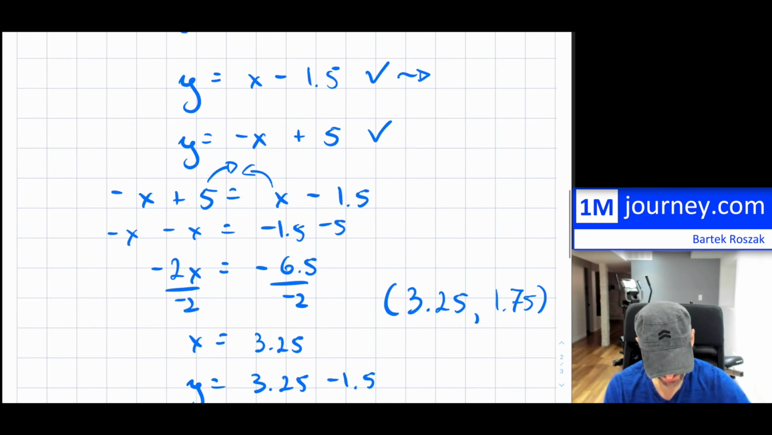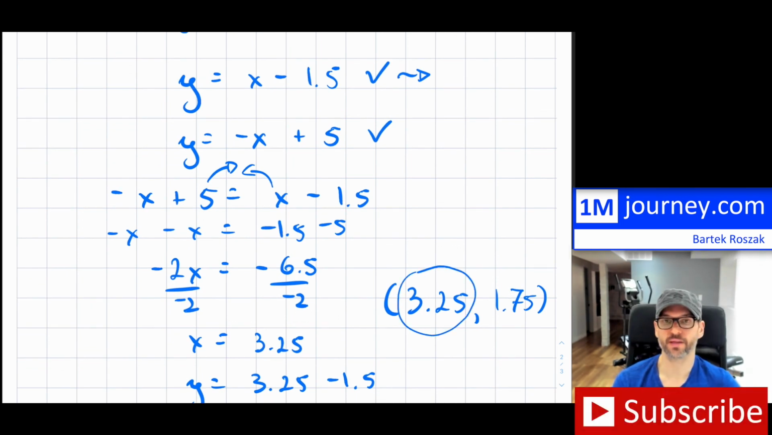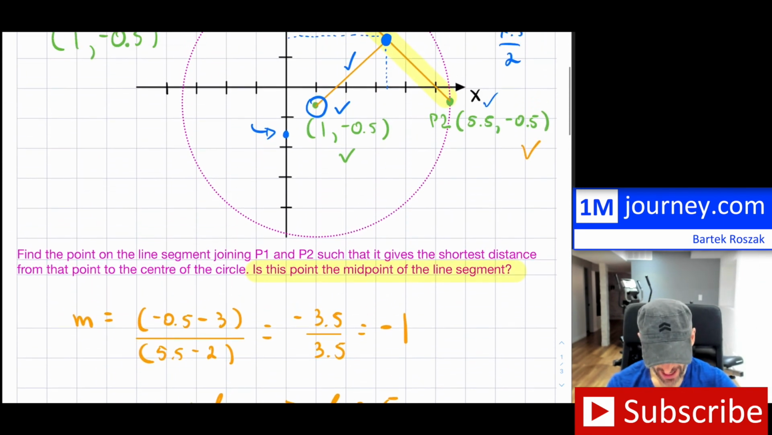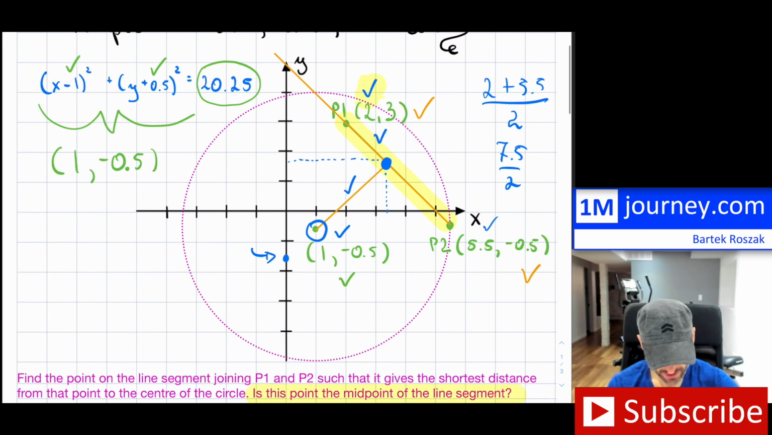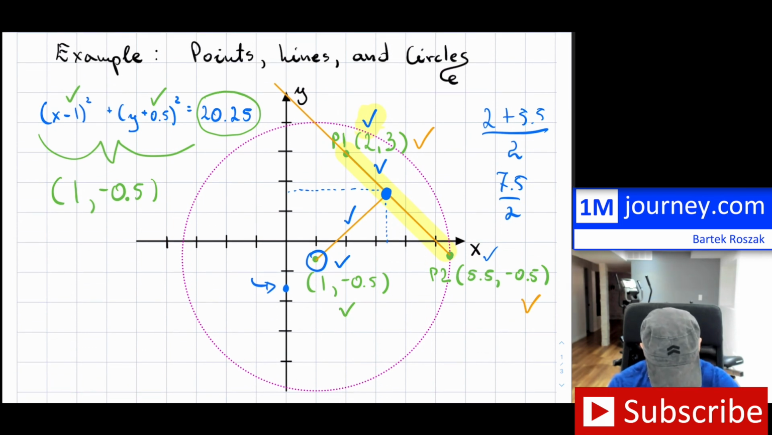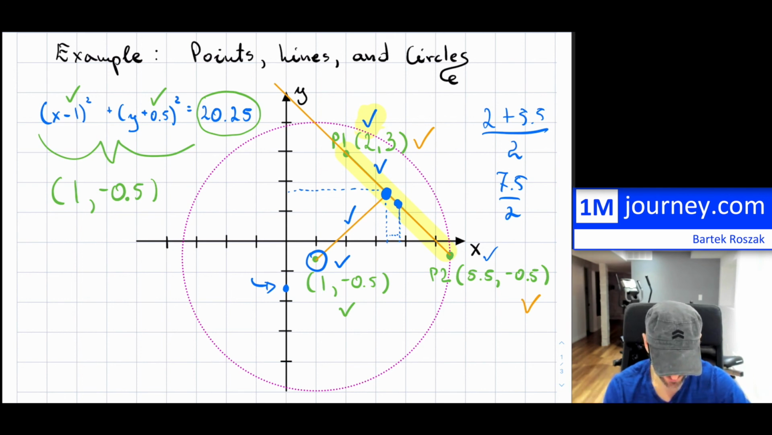Now notice, we got 3.25. So just checking the x value, we can see that actually the midpoint would have been a little bit further. So the midpoint of that line would have been somewhere over there. That's what that would have been. In this case, the answer is no.